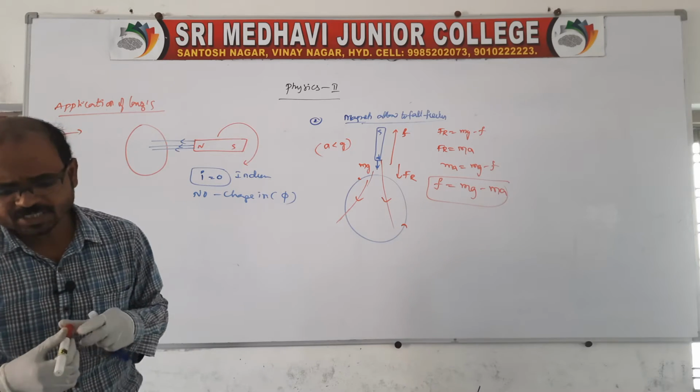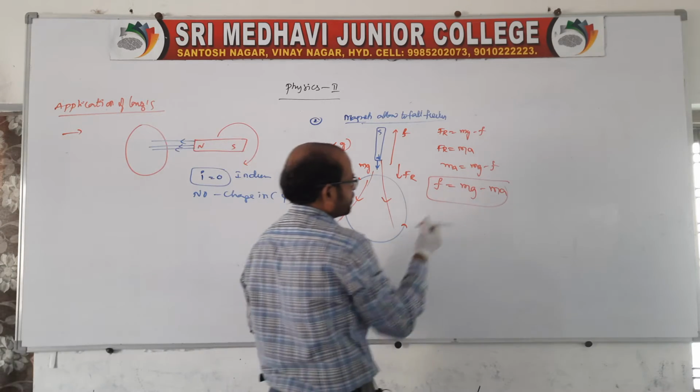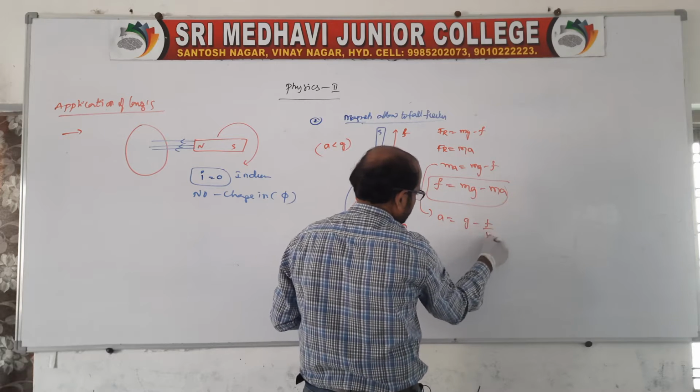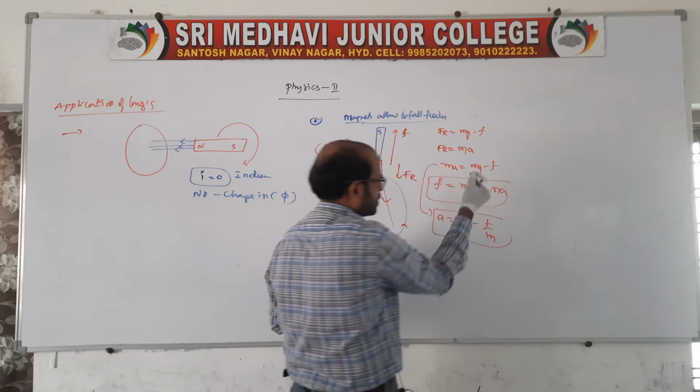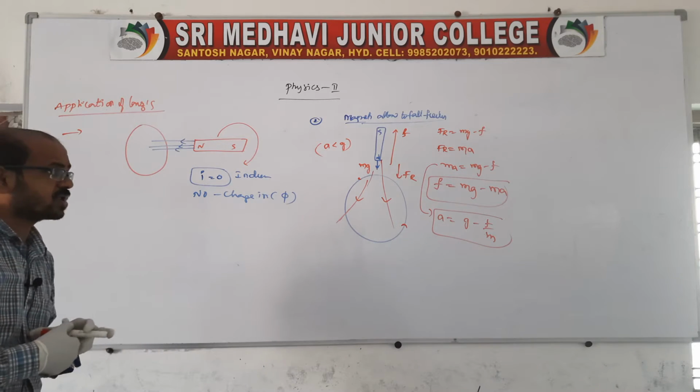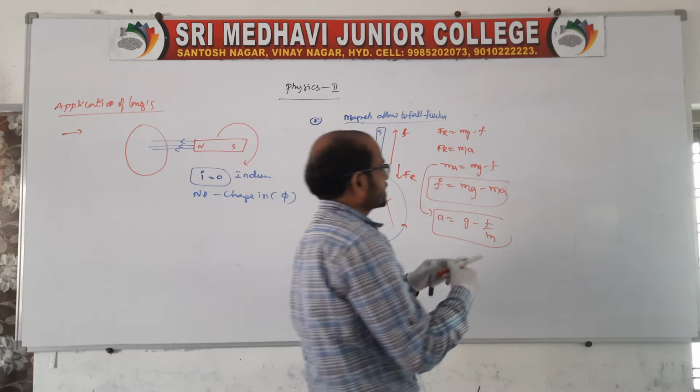There will be opposition like this. Therefore, from here we can write the acceleration of the magnet as g minus F by m, because we take m to this side and it cancels. So a equals g minus F by m, when the magnet is allowed to fall freely.